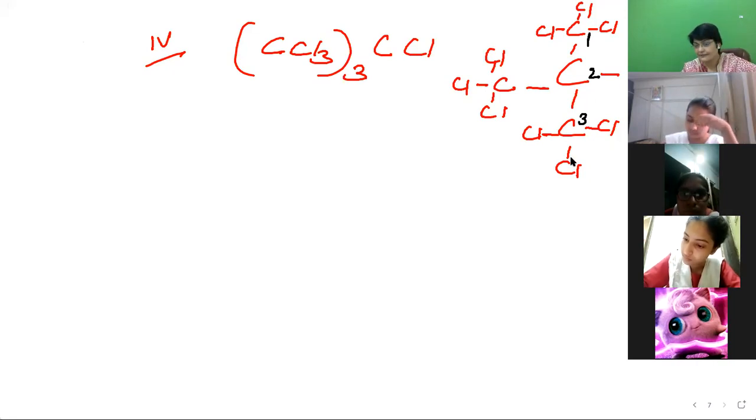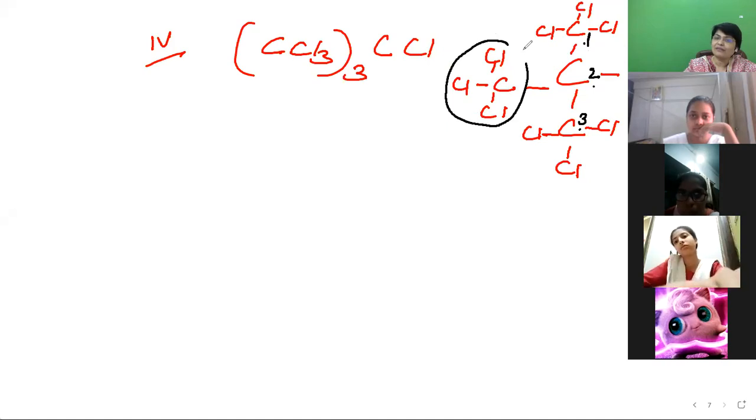One, two, three. One, one, one. Ye to theek hai na? One, one, one. Two, three. What's the name of this one? Because this is not direct connected. What's the name of this particular part? Will you able to speak?